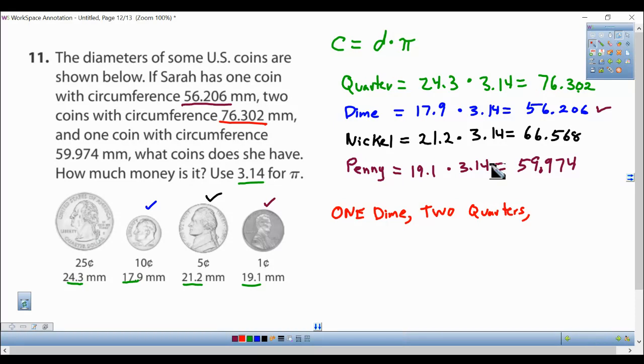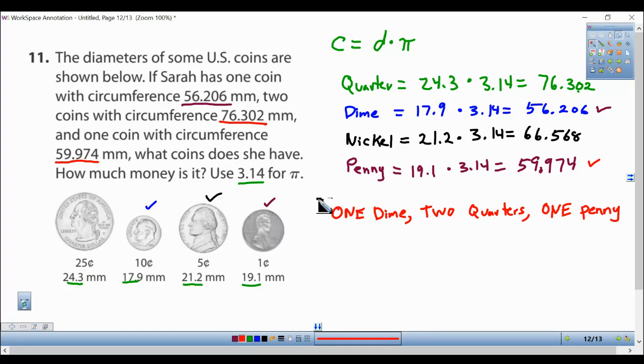And then finally, it says here that they have one coin with 59.974, which is going to be the penny. And there's one penny. It says, what coins does she have? So she has these coins.